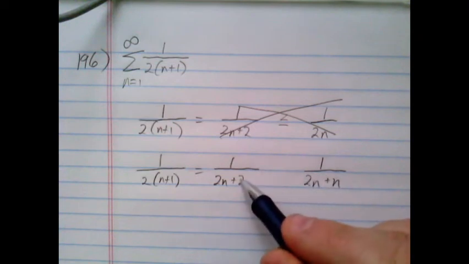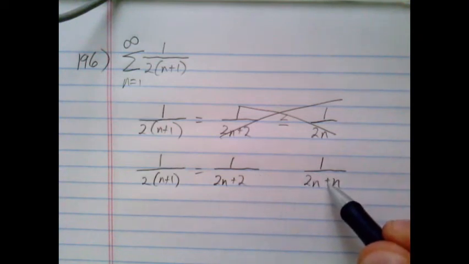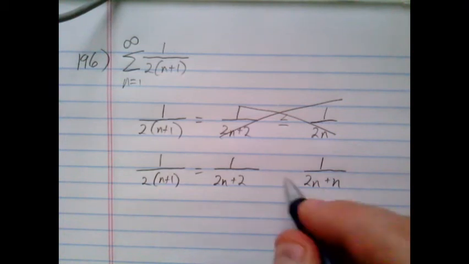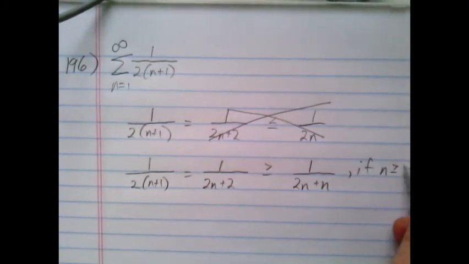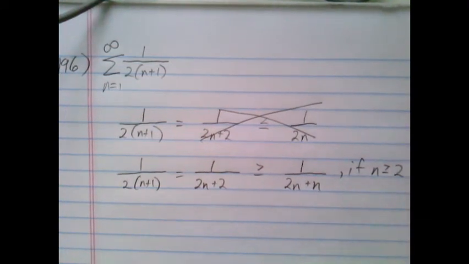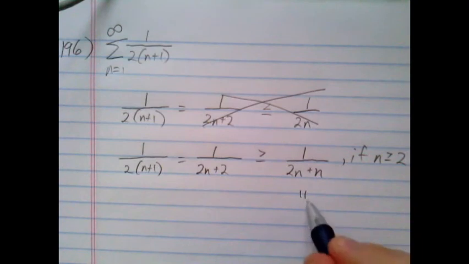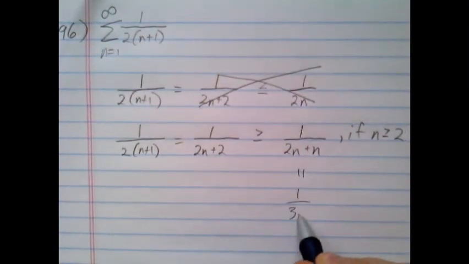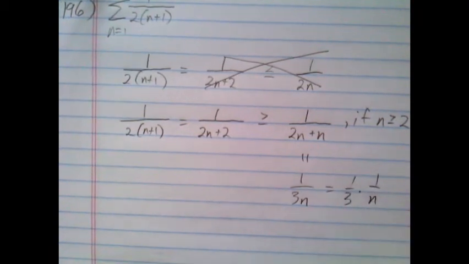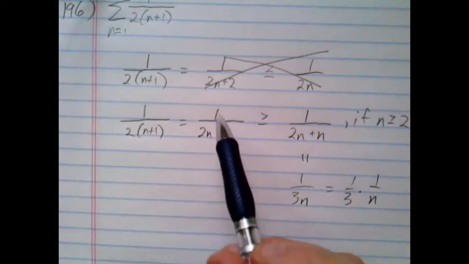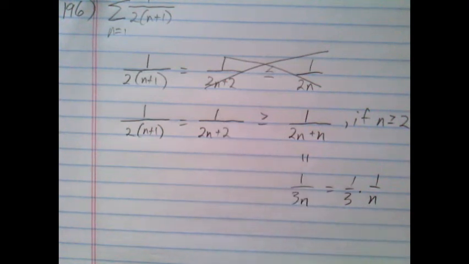Okay. Now, as long as n is greater than or equal to 2, I just made the denominator bigger. So that's greater than or equal to this if n is greater than or equal to 2. And it's okay if my inequality only holds for n values past a certain point. But check out what that just did for me. That equals 1 over 3n, which is 1/3 times 1 over n. Yeah, that's divergent. So I just showed that my terms are bigger than the terms of a divergent series.